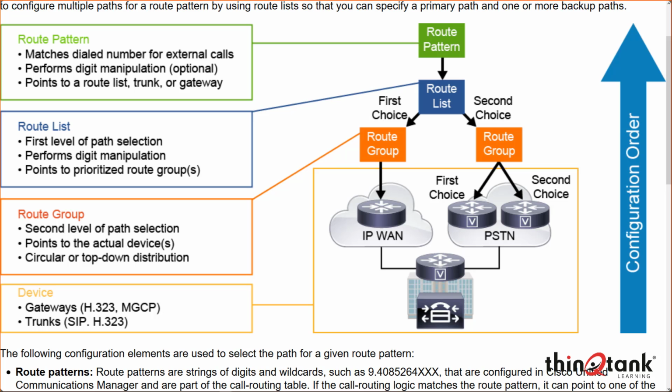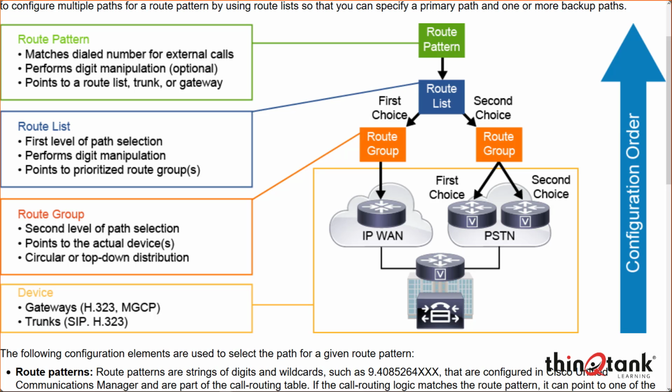So when you go to create your route groups, you're going to see a list of available devices that you can choose from to put in the route group. If there is a device that is already pointed to by a route pattern, it won't show up in that list. So that's a pretty important thing to understand. You can't have them in both places.